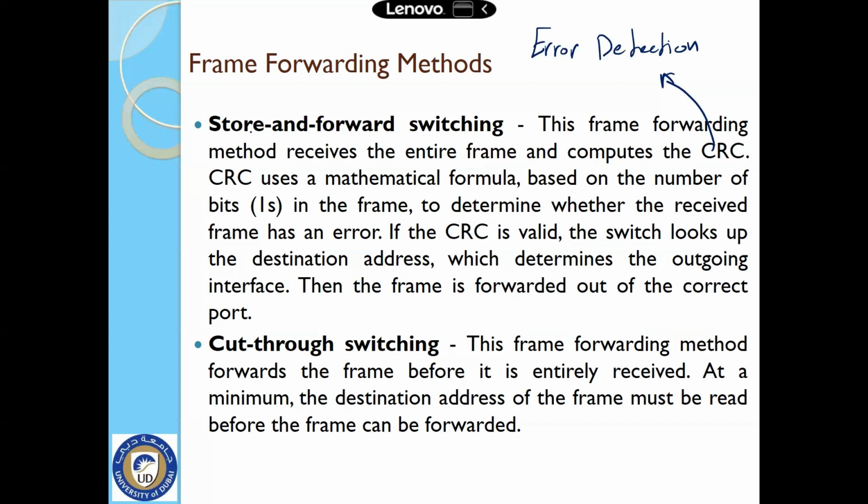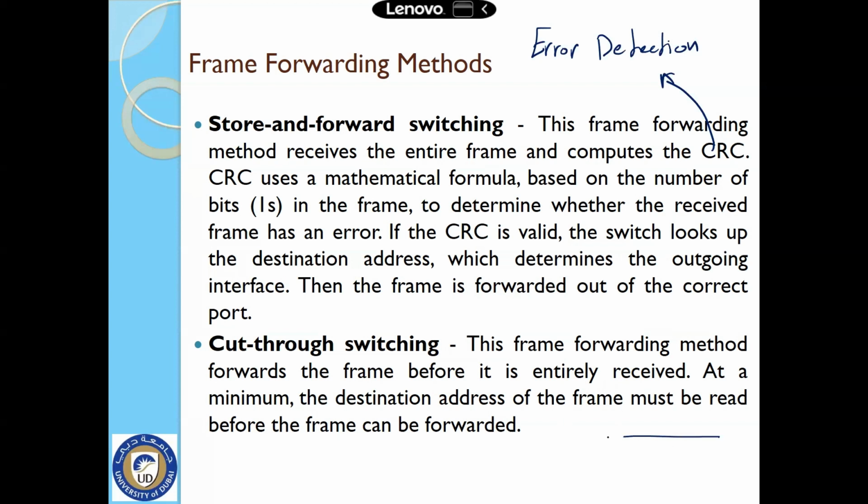Now there is another method which is cut through switching that does not involve error checking. Whatever you receive, you just forward. So this frame forwarding method forwards the frame before it's entirely received. At the minimum, the destination address of the frame must be read before the frame can be forwarded.